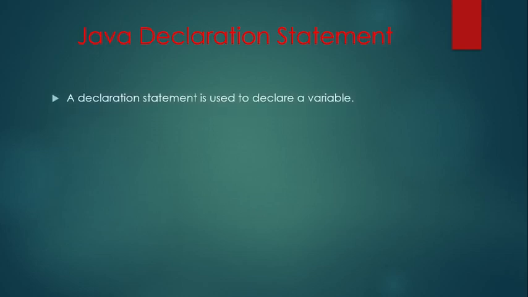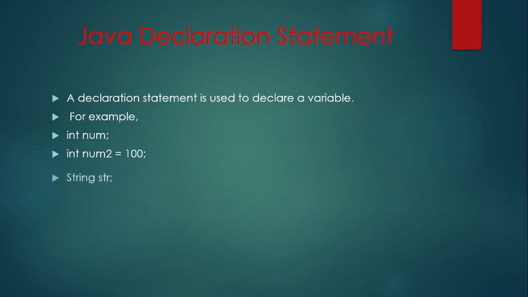A declaration statement is used to declare a variable. For example, int num. Here num is a variable and int is a data type, and hence a variable can be declared this way. int num2 = 100. Here num2 is a variable, and in this statement both declaration and initialization take place. String str.